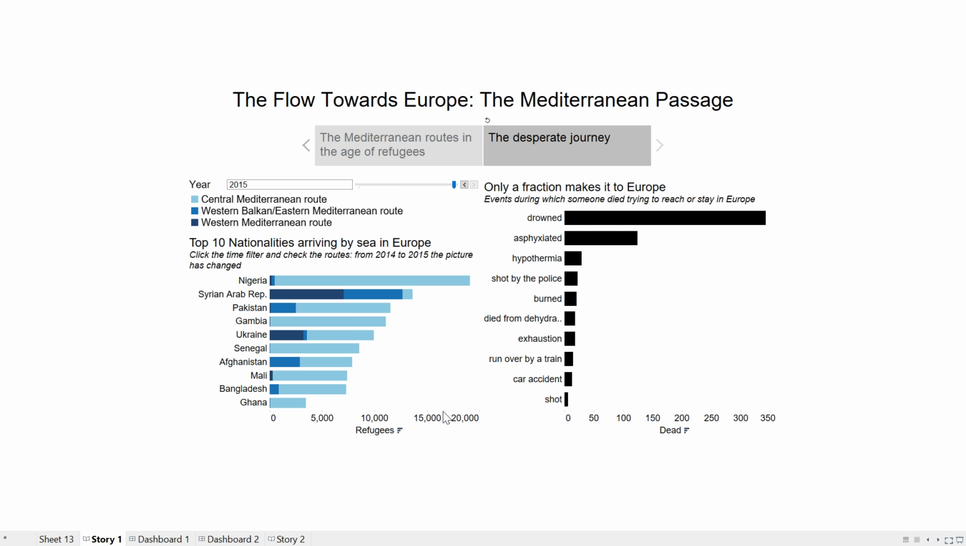On the death one, it died from dehydrated. You can't fully see the dehydrated bits. You just need to either expand it or rename it to just dehydration or something. Or just reduce it. I just think run over by a train. Oh, that's not good. But in the news, all you heard about was all the drownings and everything, the people on those rafts and things like that.